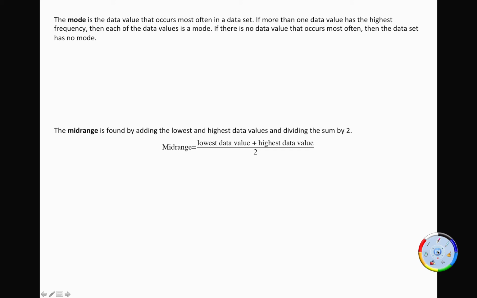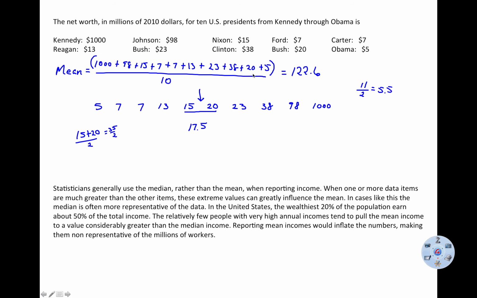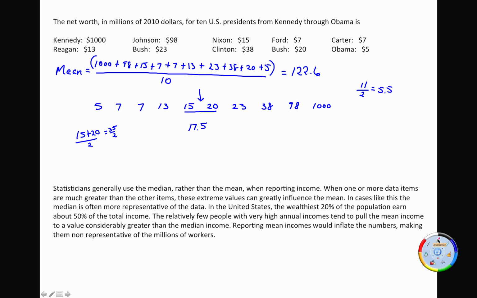Let's go see if I can go back and find the mode and the mid-range of the data up here. Okay, the mode would be, here, let's put it here where we've got it in a list, 7, right? So since there are 2 data items that are exactly the same, the mode would be 7.